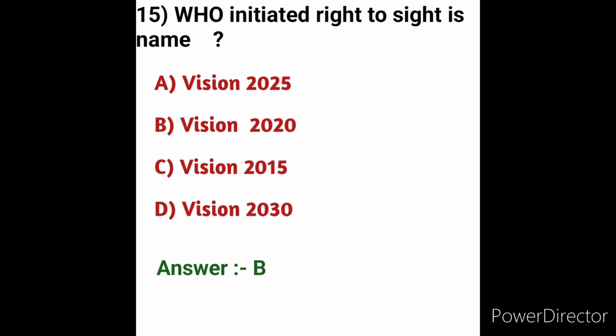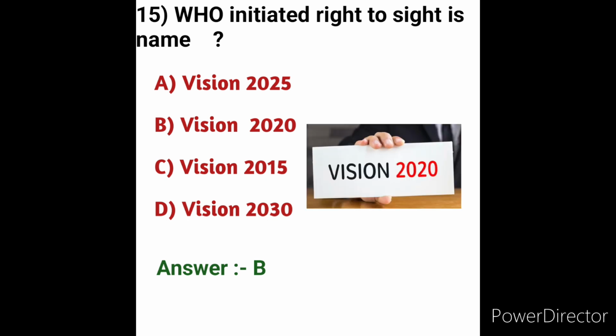It was originally initiated by the Sight First campaign of Lions Club International Foundation in the year 2000. It has since been integrated into Vision 2020. Option B is the correct answer. Vision 2020 is coordinated by IAPB in cooperation with the WHO. Here, what is the IAPB? IAPB means International Agency for the Prevention of Blindness. Through the coordination of IAPB, the WHO has introduced Right to Sight, whose name is Vision 2020.